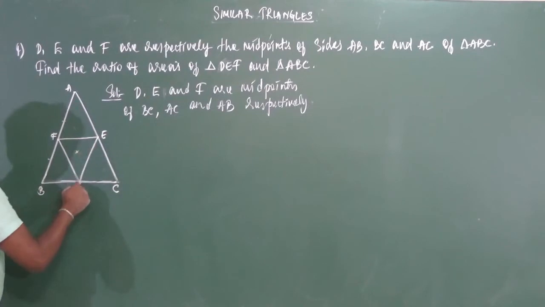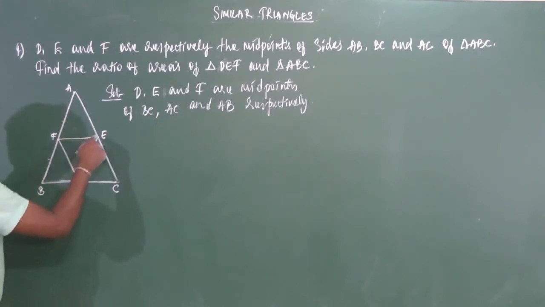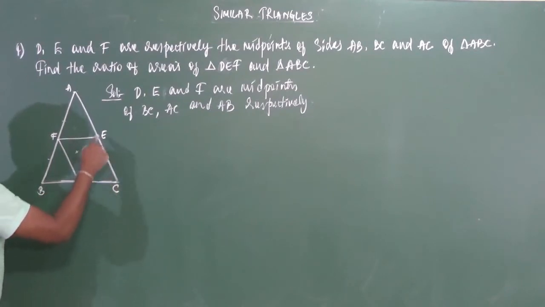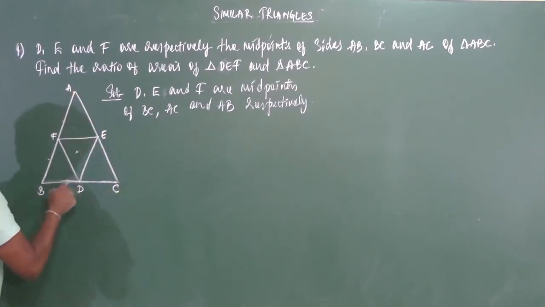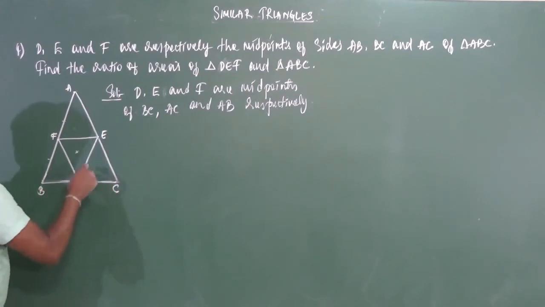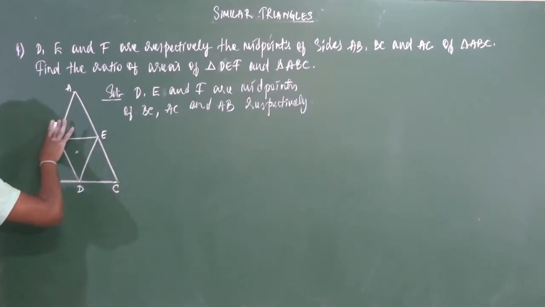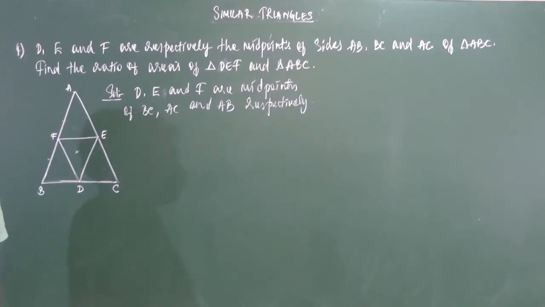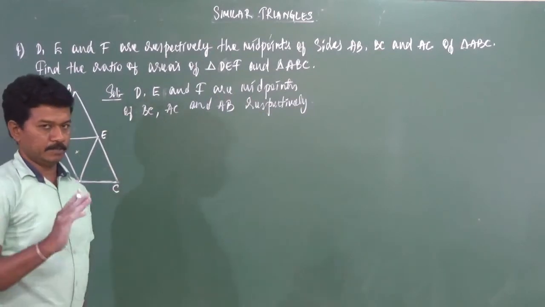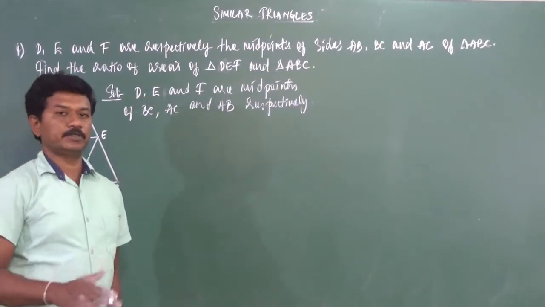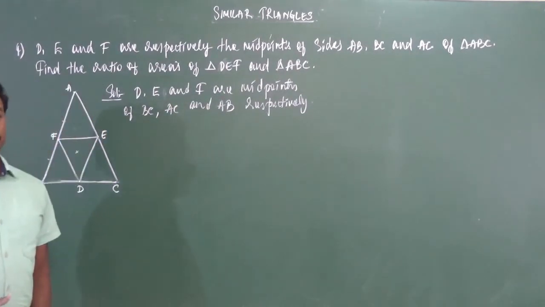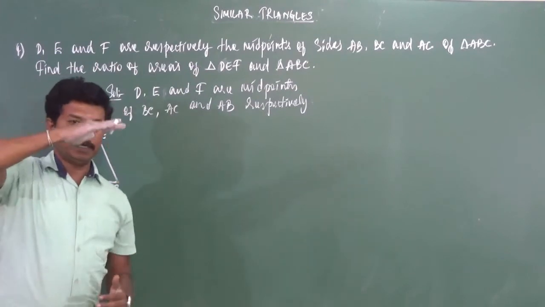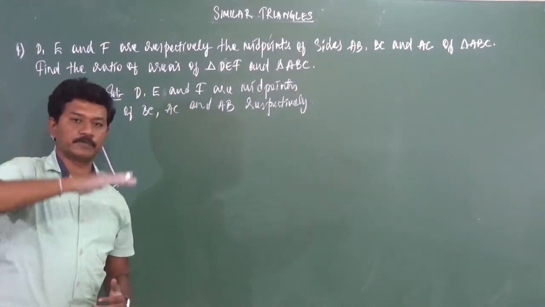Now here DE, E is the midpoint of AC and D is the midpoint of BC. Once again, E is the midpoint of AC and D is the midpoint of BC. Therefore DE will be parallel to AB and DE will be half of AB. According to the midpoint theorem you learned in 9th standard, the line joining the midpoints of any two sides of a triangle will be parallel to the third side and will be half of the third side.